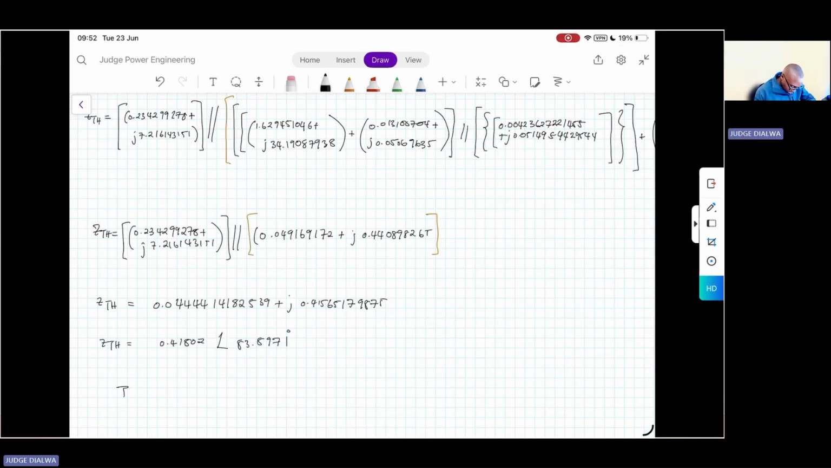And therefore, our fault current will be 100 MVA divided by square root 3 multiplied by the voltage 6.6 kV and by the magnitude of our fault impedance, which is 0.41802, and that should give you 20.927 kA. Let me quickly calculate that.